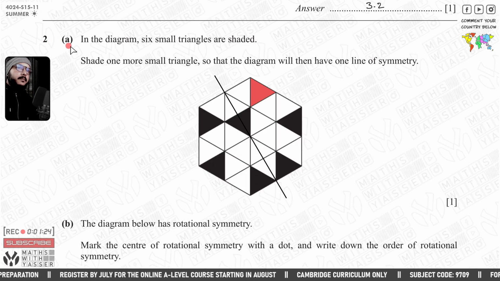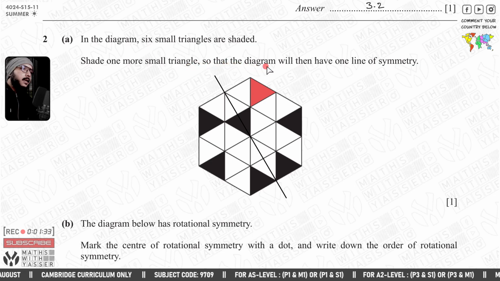Question number 2. In the diagram, 6 small triangles are shaded. Shade one more small triangle so that the diagram will then have one line of symmetry. So this is the line of symmetry and this is the triangle that we need to shade so that it has one line of symmetry.